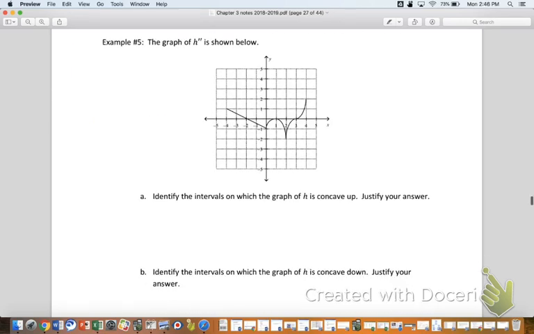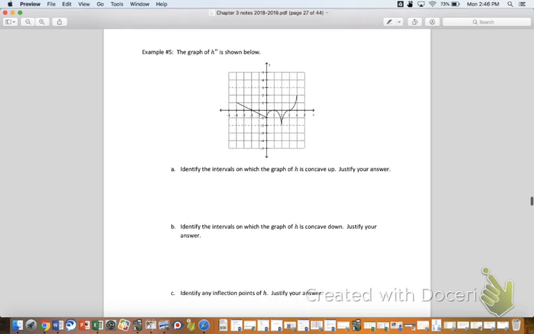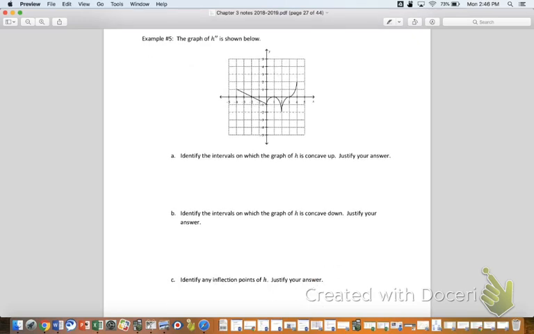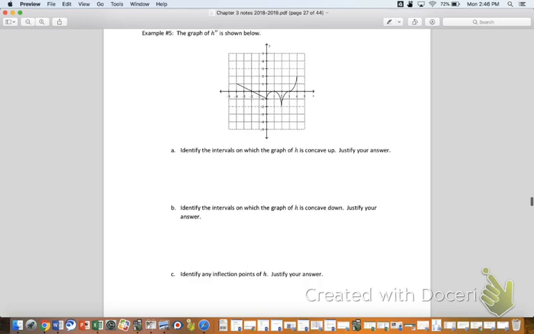Hey, there we go. This is a pretty similar question to what we just did. This will summarize a lot of stuff. I want you guys to try parts A, B, and C, looking for where the graph of h is concave up, concave down, and the inflection points of h. And please note that the graph of h double prime has been given to you. The previous one I gave you f prime and asked for information. This one is h double prime.